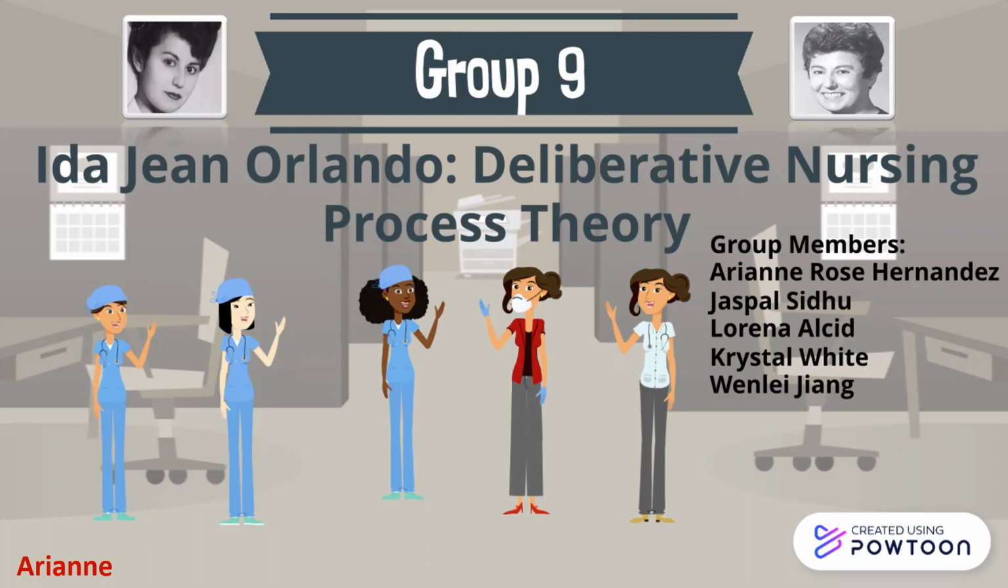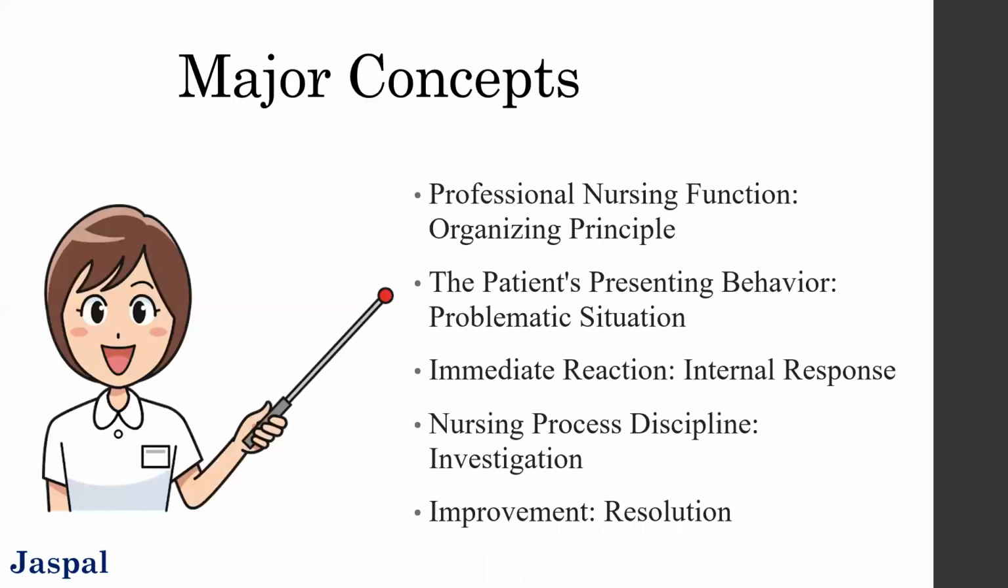Today we will be discussing the nursing theorist Ida Jean Orlando and her development of deliberative nursing process theory. Major concepts. Orlando's theory contains 5 major concepts. These are: first, professional nursing function, organizing principle. Second, the patient's presenting behavior, problematic situation. Third, immediate reaction, internal response. Fourth, nursing process discipline, investigation. And fifth, improvement resolution.